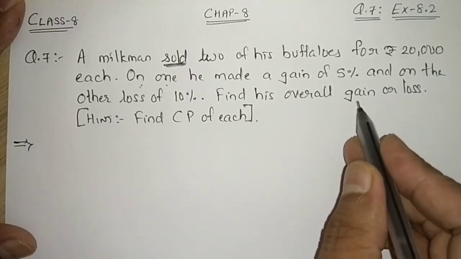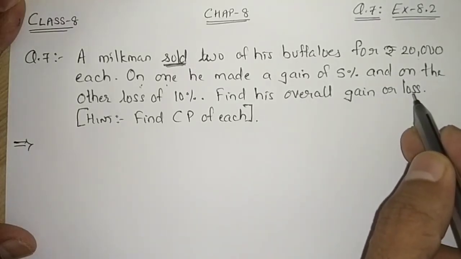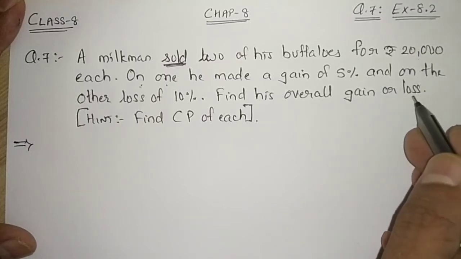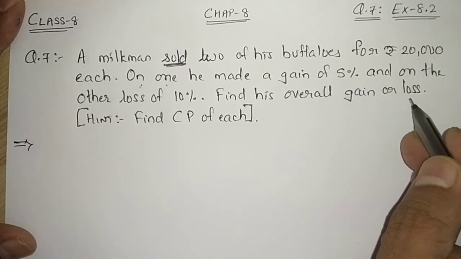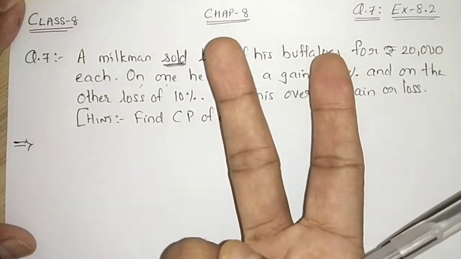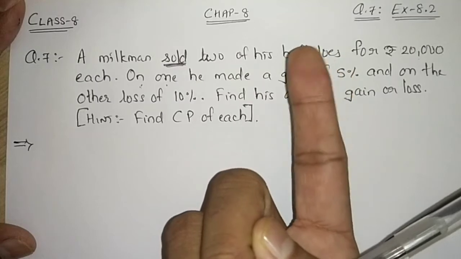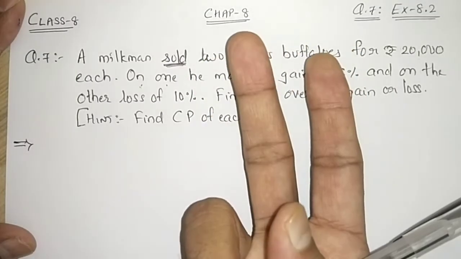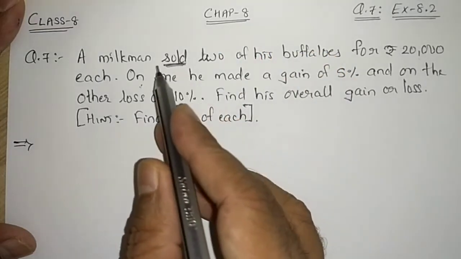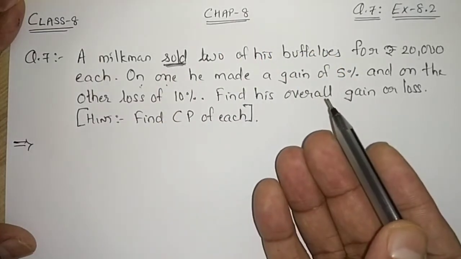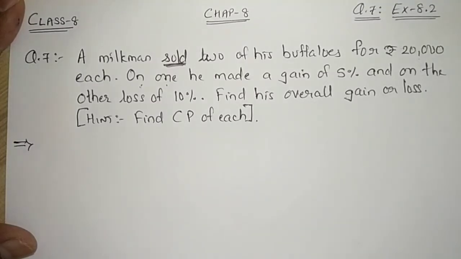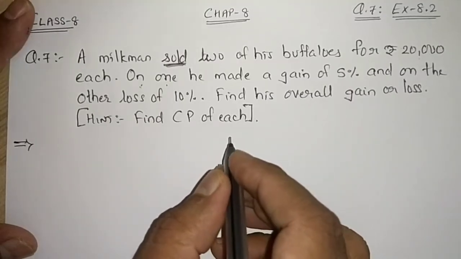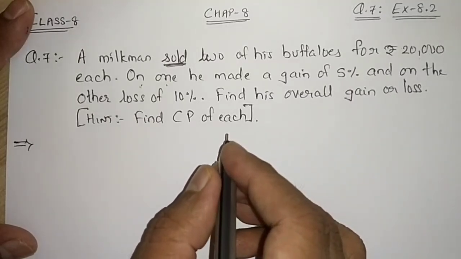And we have to find the profit or loss. We have to say whether it is profit or loss and give the amount of profit or amount of loss. And for doing that, we must know 2 values: that is the selling price and the cost price. That is the total cost price and total selling price. Here they have given us the selling price. We don't have the cost price. So we are supposed to find the cost price. Also they have given the hint that find cost price of each. So let us start.